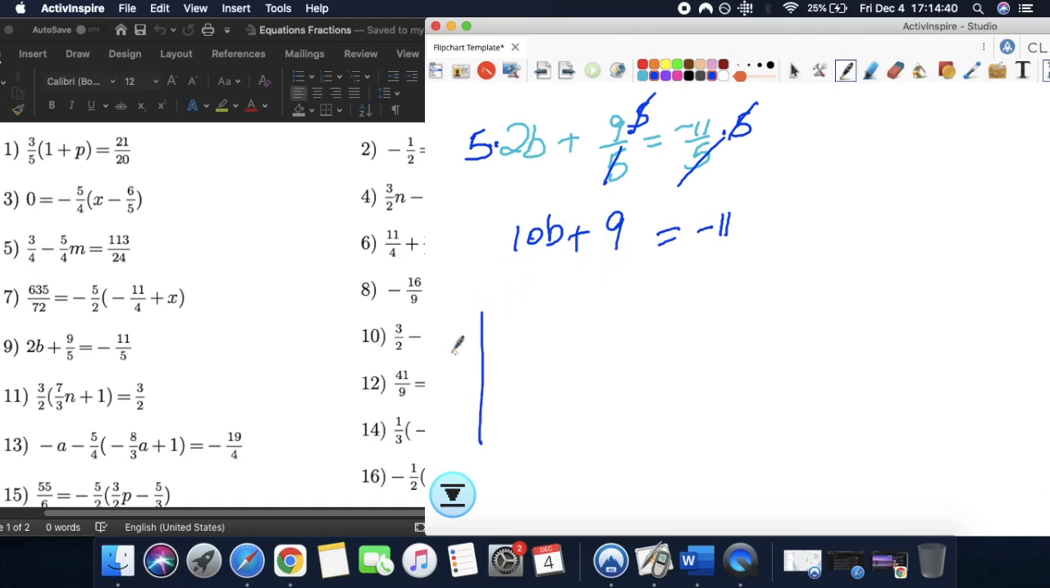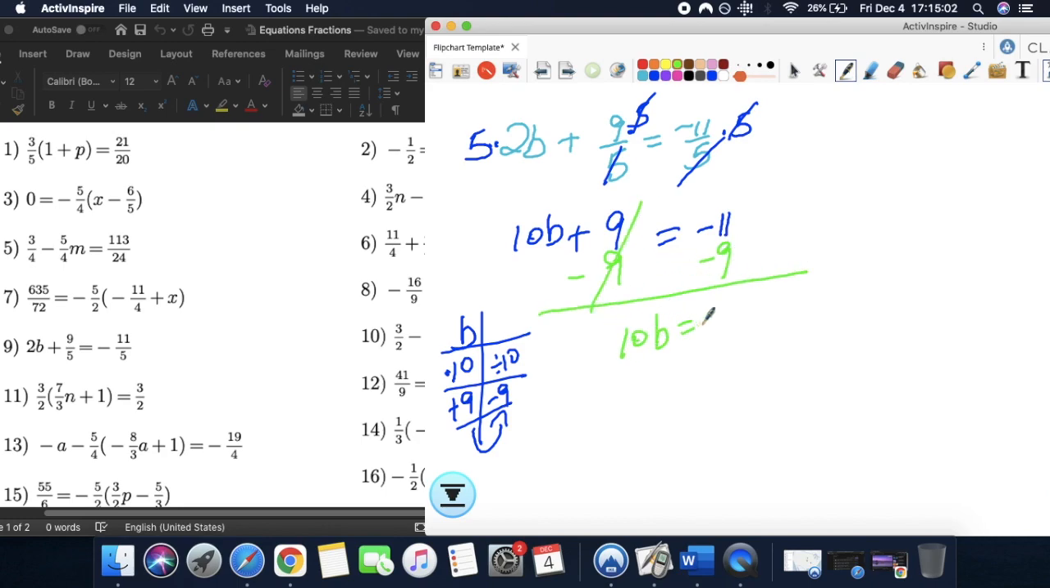I forgot to do this before, but if you don't want to, it's okay. If you want to, just to help you out. Variable is b, multiplied by 10. It's being added to 9. So the inverse operations I'm going to use is going to be subtract 9 from both sides and then divide by 10. So let's go ahead and do that. So let's subtract 9 from this side, 9 from that side. That's 0. 10b equals negative 20. Divided by 10, divided by 10, b equals negative 2.